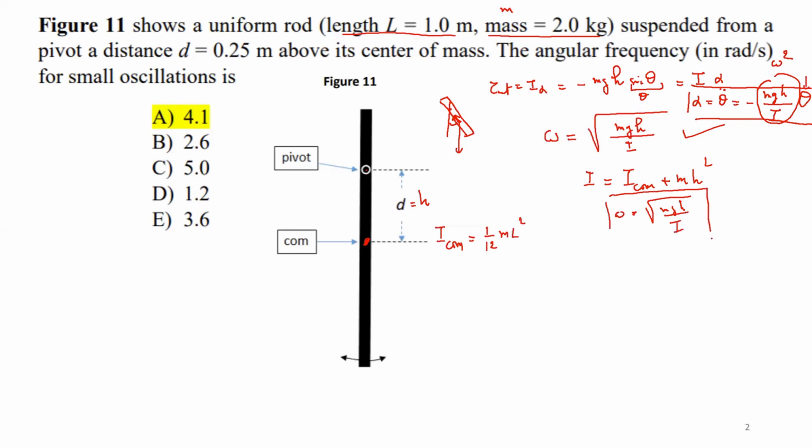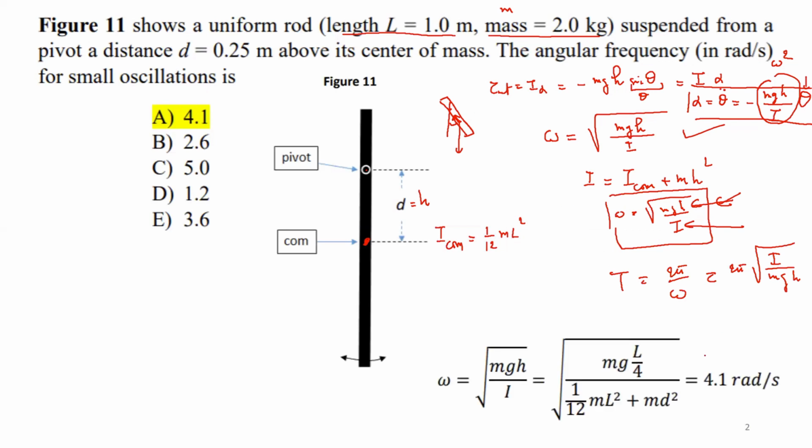Just to remind you, we already did this in class. And of course, you know that T is 2 pi divided by omega. So this will give you 2 pi times the square root of I divided by mgh. This is in your formula sheet. The omega formula is not there, but this one is. So know what you have and how to get the rest. The only difficulty in this type of problem is getting the moment of inertia, and knowing that h is the distance between the two parallel axes. When I do that, I get 4.1 radians per second. d is 0.25 meters, which is L divided by 4.